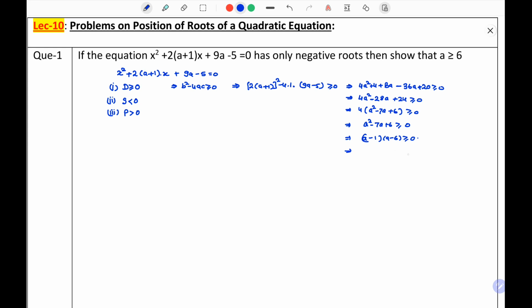So its solution is that A belongs to minus infinity to 1 union 6 to infinity.